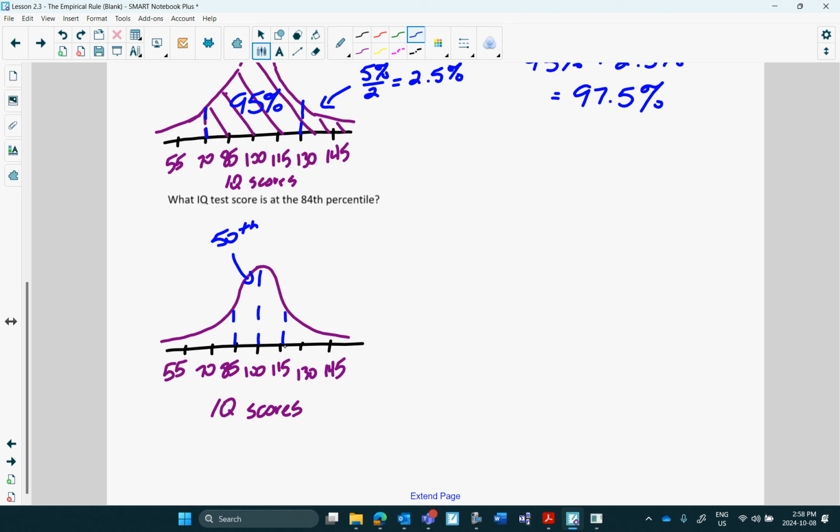How did you get that? Sorry, say that again. Half of 68 is on either side of it. So, yeah, what you're saying is between these two here is 68. So these two little sections here are 34%, and 34%.